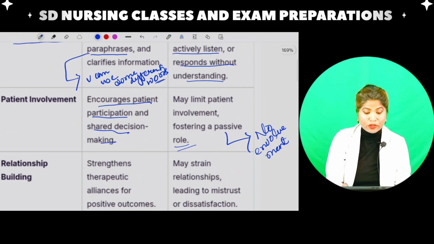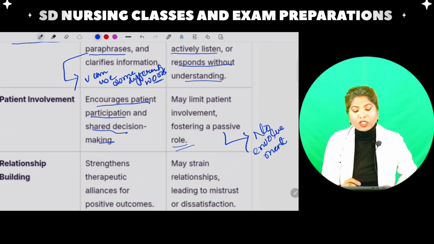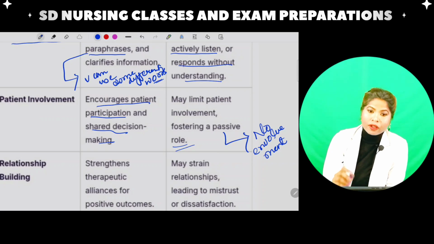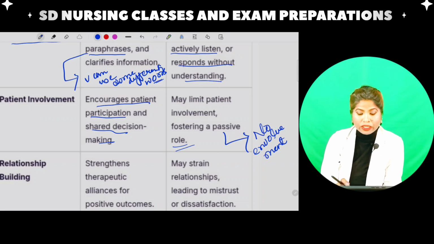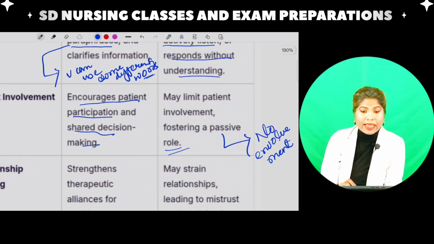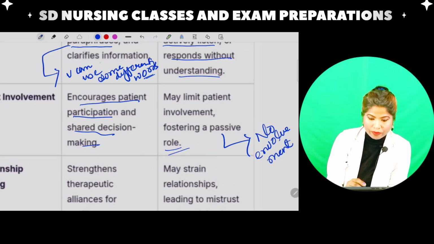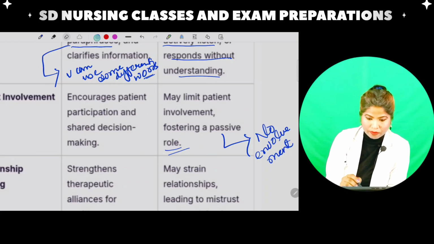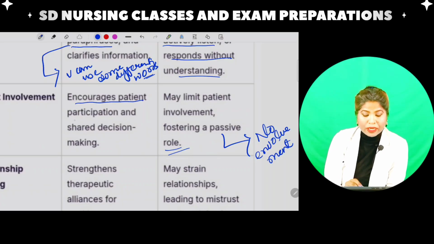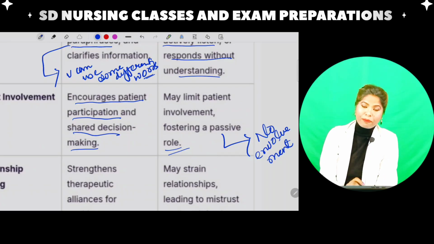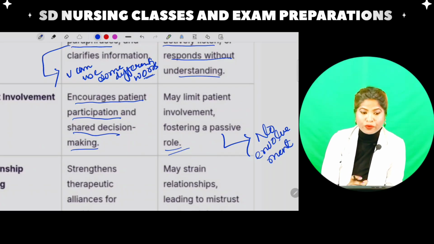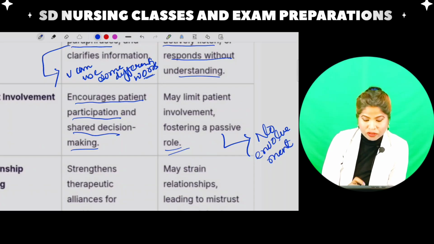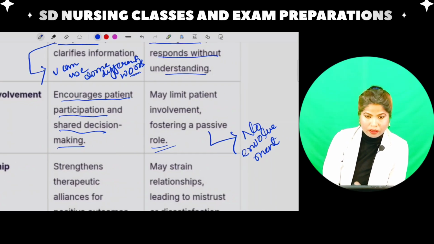Next is patient involvement, which means how much the patient is involved in the task which you have given. It means encouraging patient participation and shared decision-making. You are encouraging the patient for the task or giving him freedom to take decisions. So this is what verbal involvement looks like.